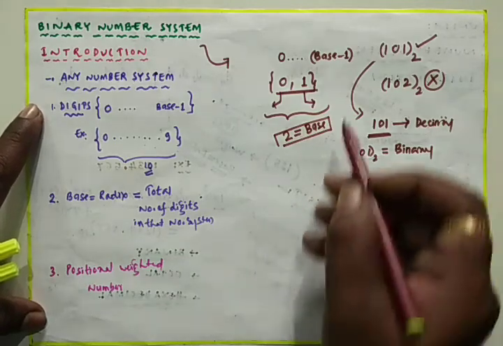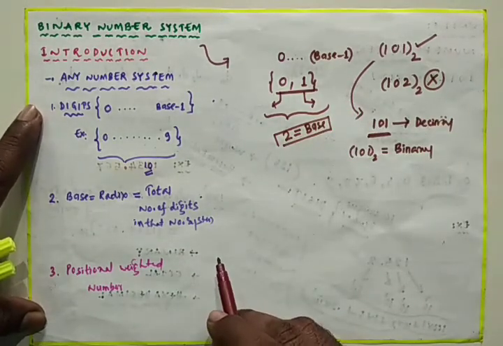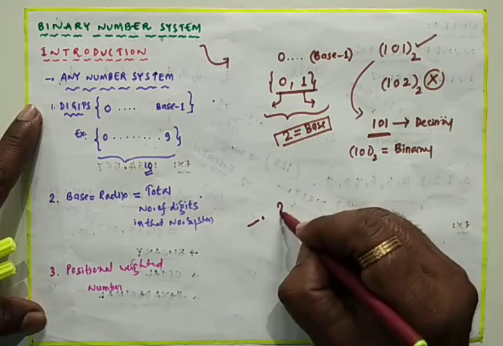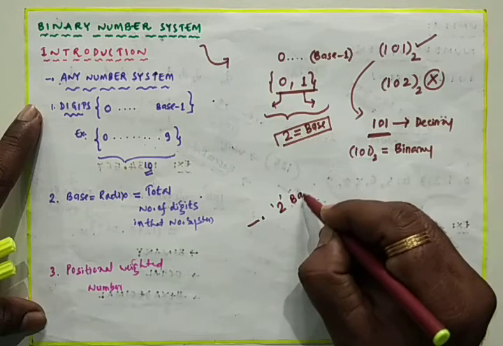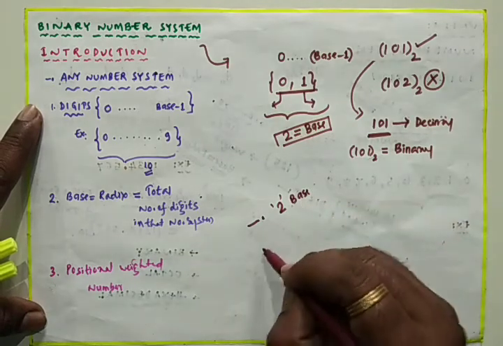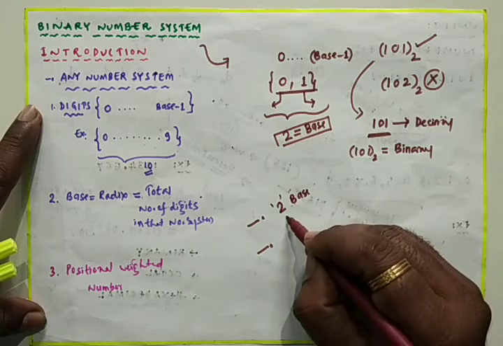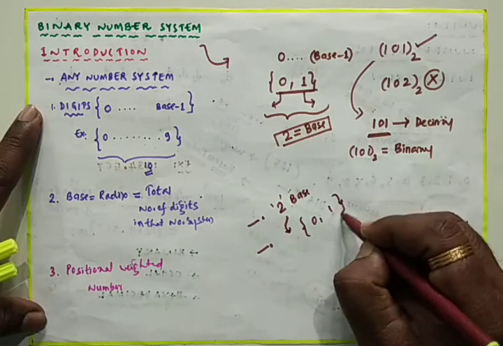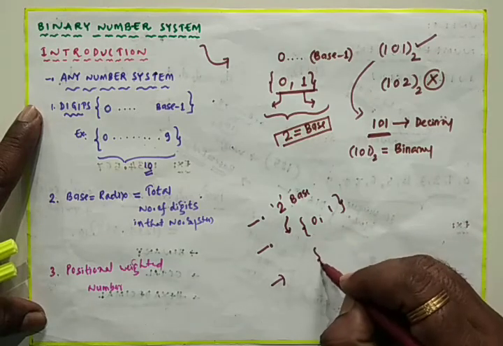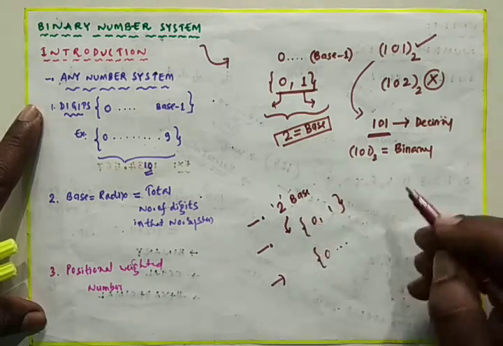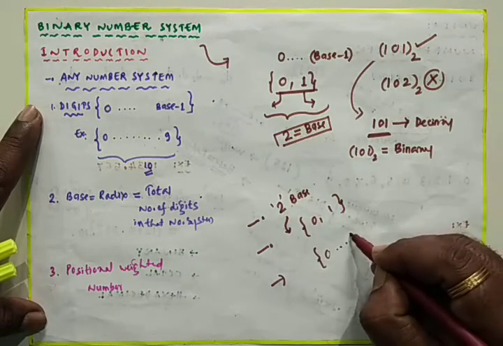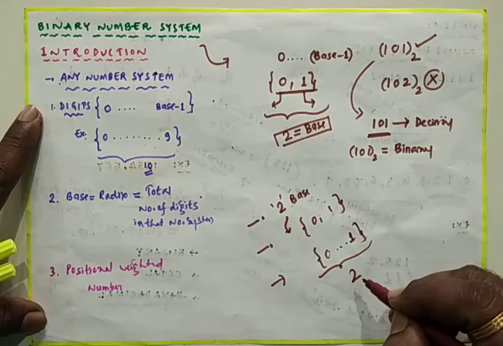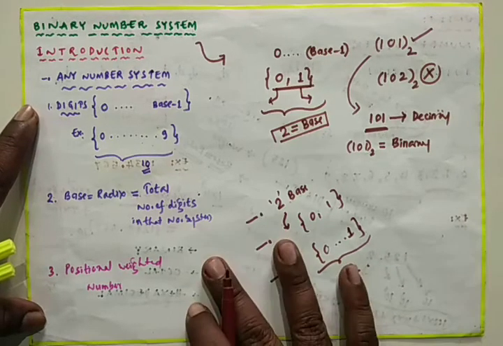For example, I am going to give the conclusion of the binary number system. The binary number system has base 2, also called the radix, and it has two unique symbols, 0 and 1. It starts with 0 and ends with the base minus 1, which is 2 minus 1, which is 1. The total number of digits available in this number system is 2 only. Then I am going with the best example.